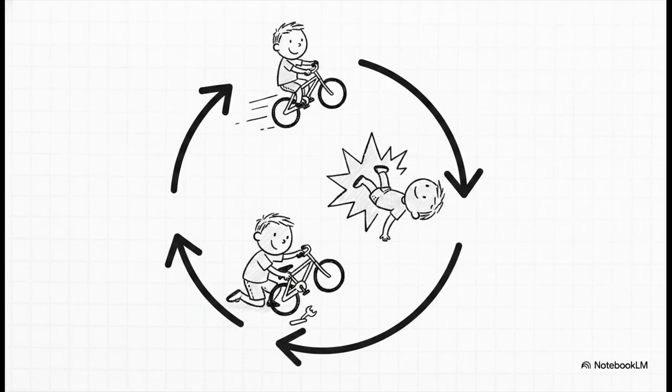Think about it. You literally cannot teach a kid to ride a bike by handing them a manual. They have to actually get on the bike, try to pedal, and inevitably fall down. Every success builds confidence, and every scrape provides a pretty crucial lesson. They adjust, they try again, and eventually they balance purely through continuous trial and error.